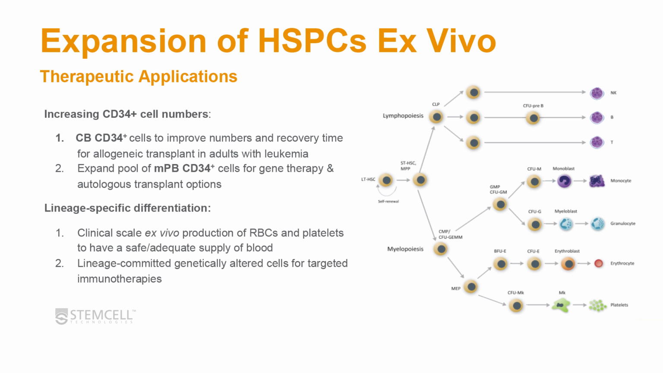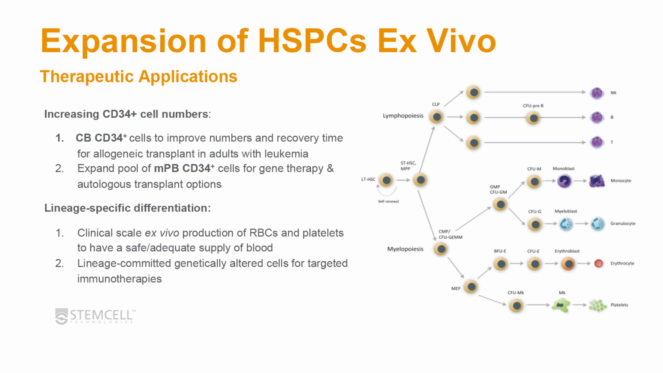So expansion of CD34 means the expansion of the long-term hematopoietic self-renewing stem cell that can really repopulate, as you can see by the diagram, all of the blood cells in a compromised host. So expansion of CD34 from cord blood has actually been looked at for the last 20 years to really try and improve, since cord blood has a limited number, the numbers of hematopoietic cells that have that engrafting function, as well as improve the recovery time for allogeneic transplants in adults with leukemia and really open up that pool of cells that could be used to treat those patients.